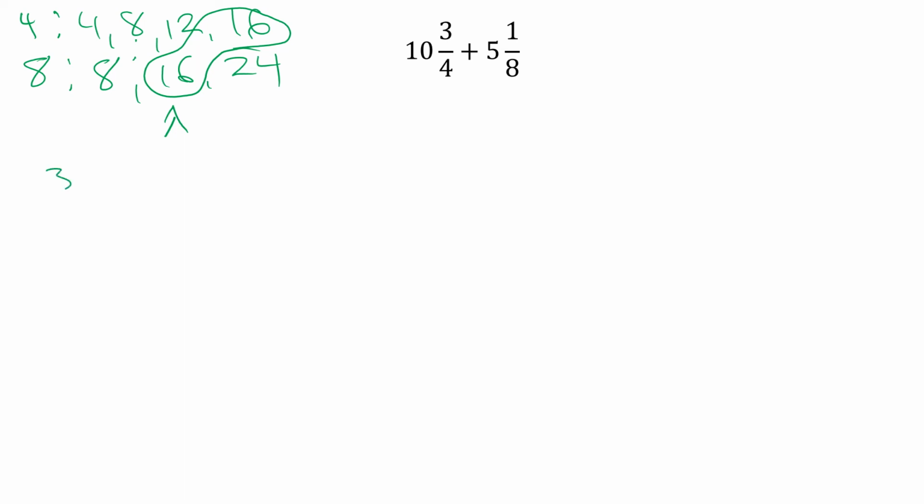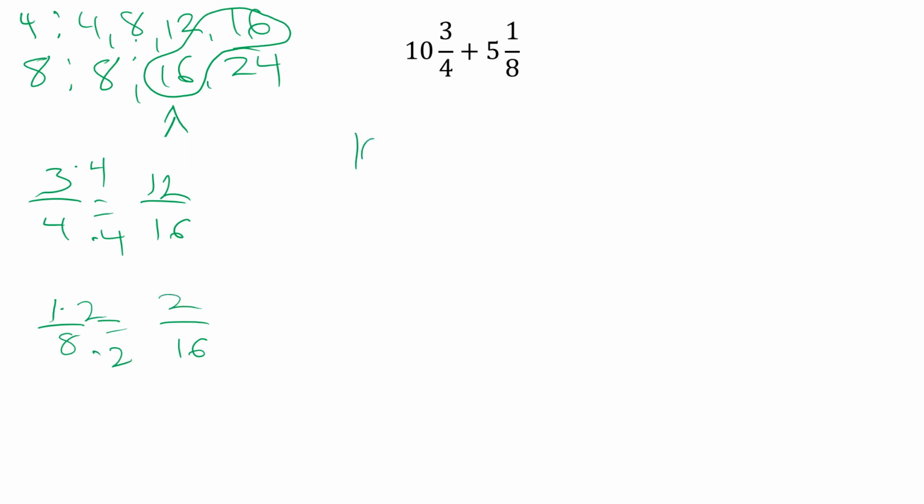So 3/4, let's convert it to an equivalent fraction with a denominator of 16. How do we go from 4 to 16? Well, we multiply by 4. So we'll multiply our whole fraction, top and bottom, by 4. 3 times 4 is 12. So we get 12/16. How about 1/8? How do we write that as an equivalent fraction with a denominator of 16? We multiply that by 2, top and bottom, to get 2 over 16.